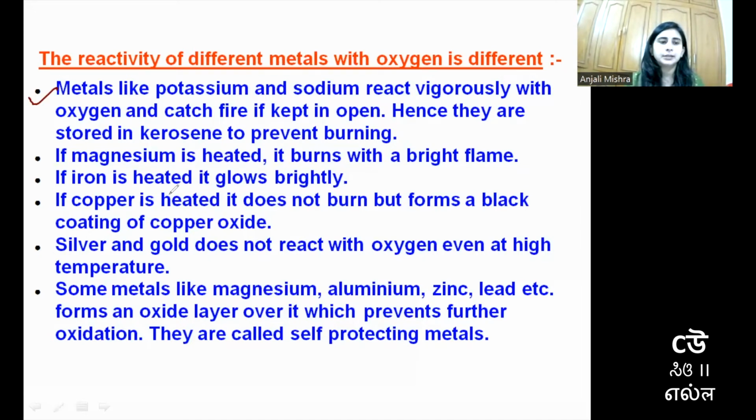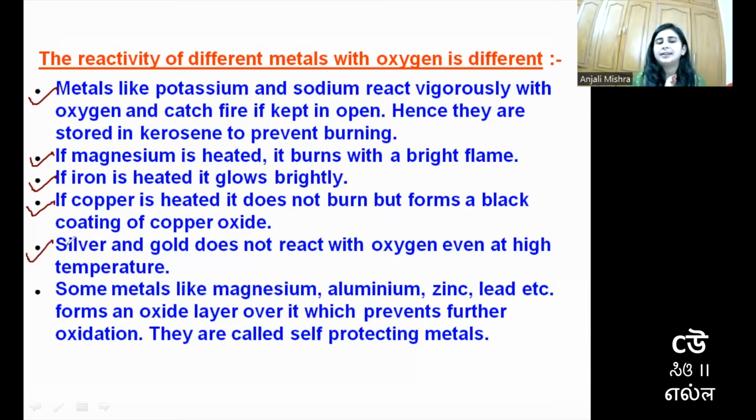Next statement is, if magnesium is heated, it burns with a bright flame. Some properties bata rahe hai of different metals. If iron is heated, it glows brightly. If copper is heated, it does not burn, but forms a black coating of copper oxide. Silver and gold do not react with oxygen even at high temperature.